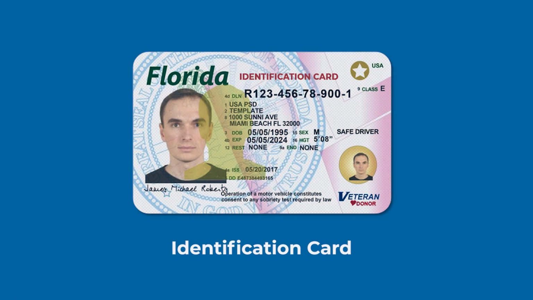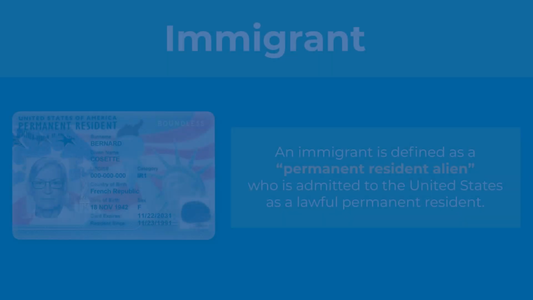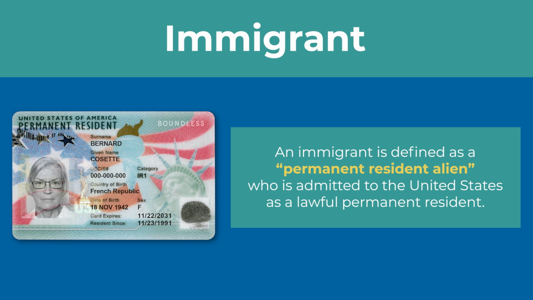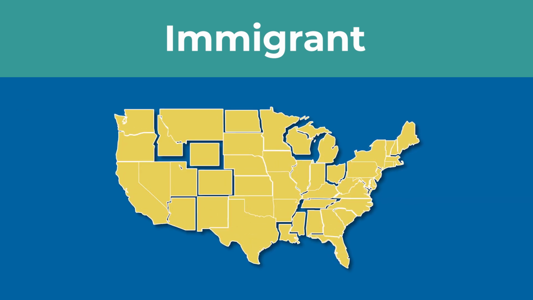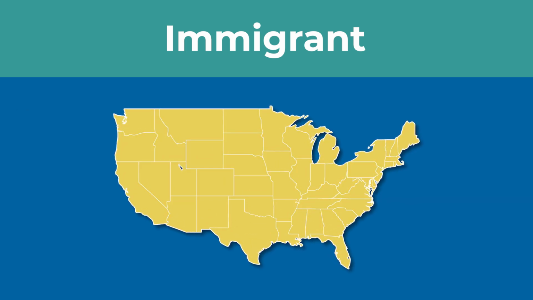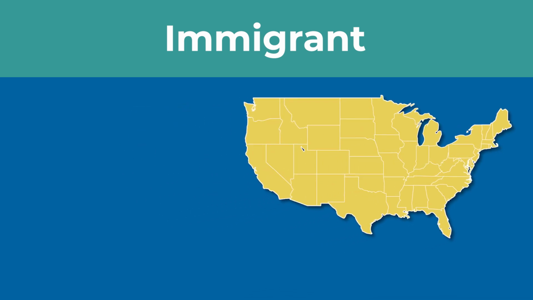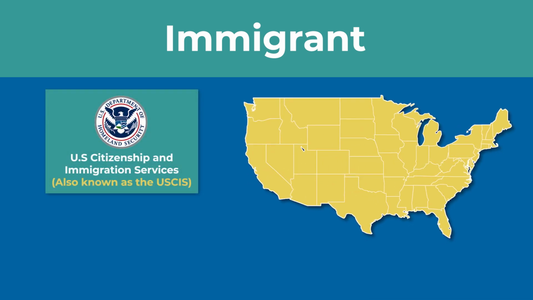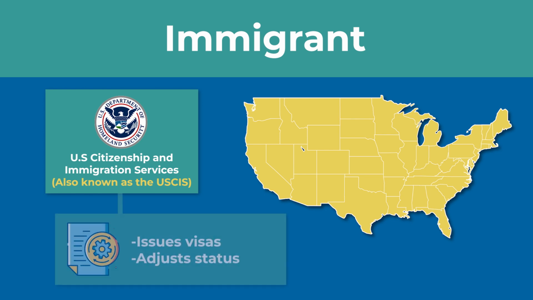In this video, we will explain how to obtain an identification card for people classified as immigrants. An immigrant is defined as a permanent resident alien who is admitted to the United States as a lawful permanent resident. Immigrants are granted the privilege of permanently residing in the United States, and the United States Citizenship and Immigration Services, also known as the USCIS, issues immigrant visas or adjusts status to permanent resident.